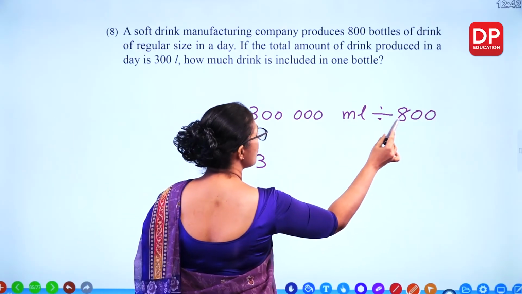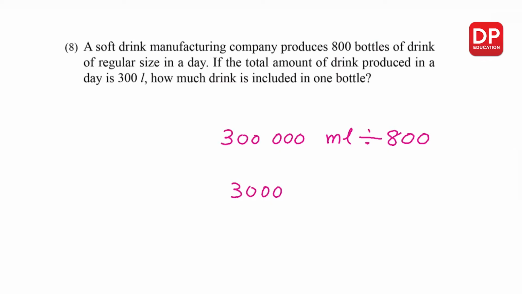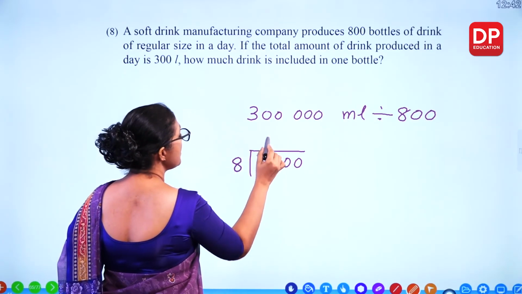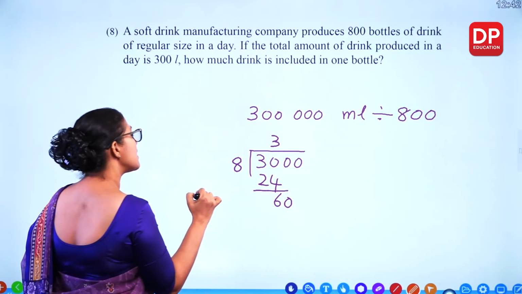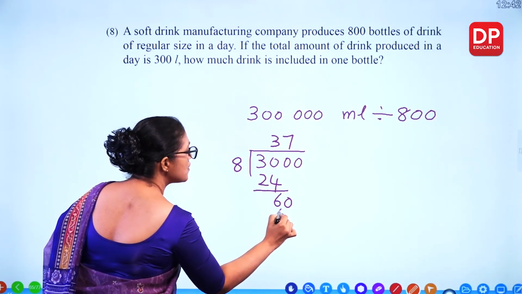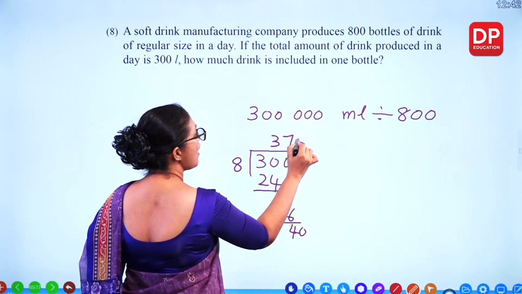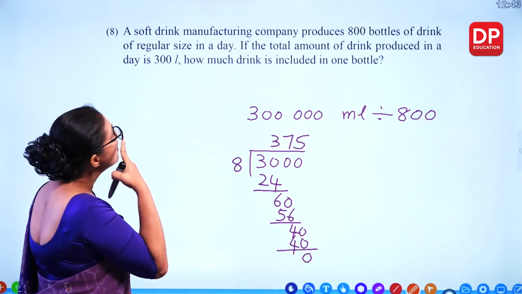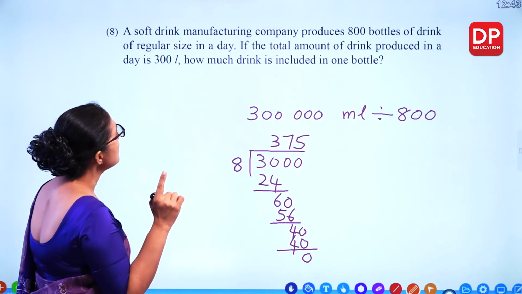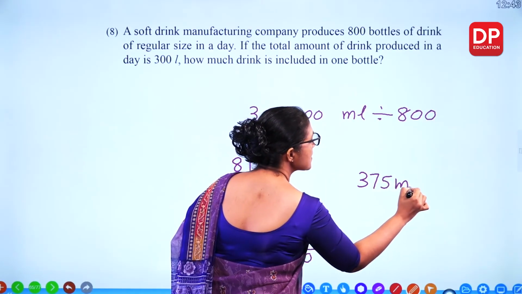So we'll do long division. Before that, we can cross out 2 zeros and write down 3000. This is divided by 8. 8 times 3, 24. 6 remain. For 60, 8 times 7, 56. 4 remaining, and for 40, that's 8 times 5. So what's the remaining part? 0. So that means, what's the amount in 1 bottle? 375 milliliters.